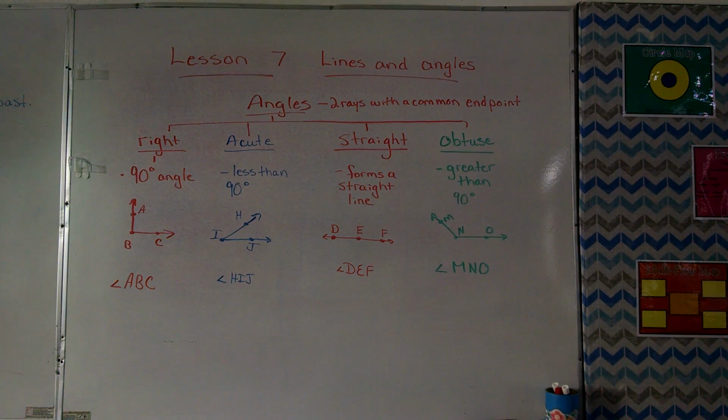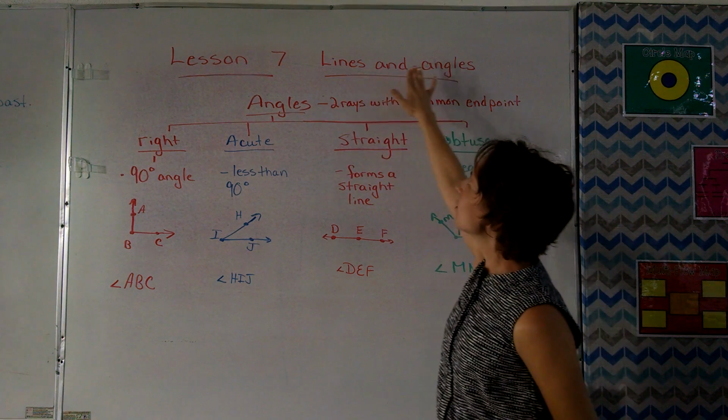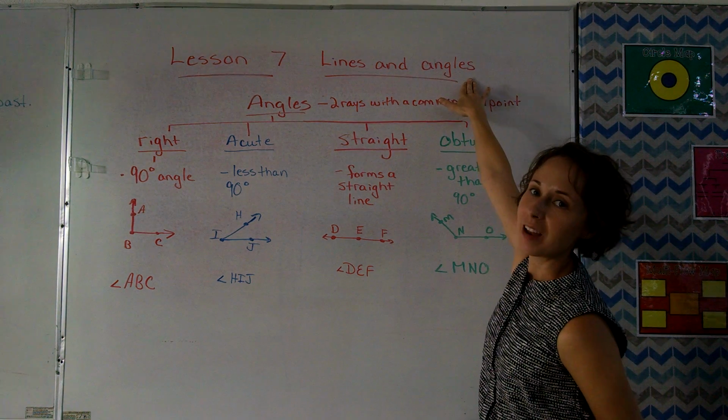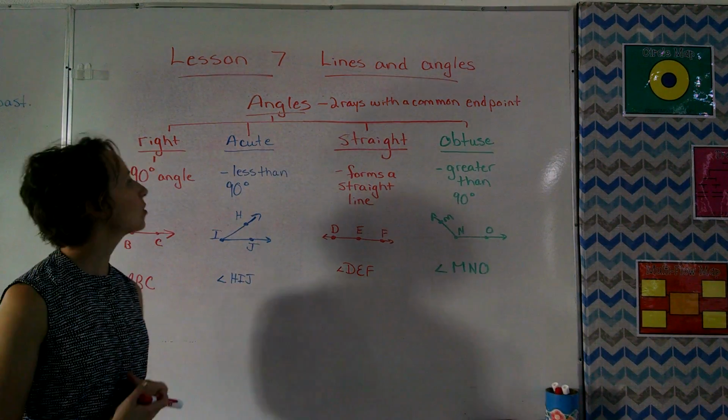This is Saxon Math for 6th grade. Lesson 7, your final installment. We've been doing lines and angles. Now we're finally going to get to the angles. All right, simple geometry. You've had this before, just to review.